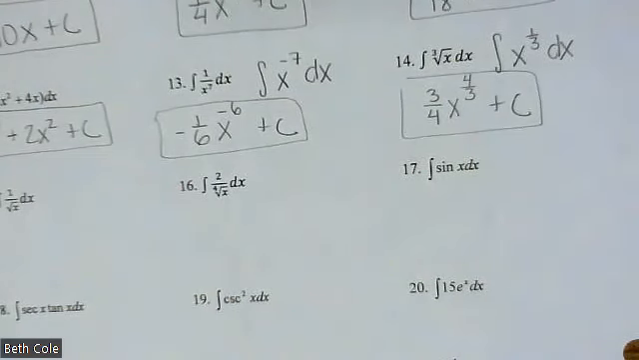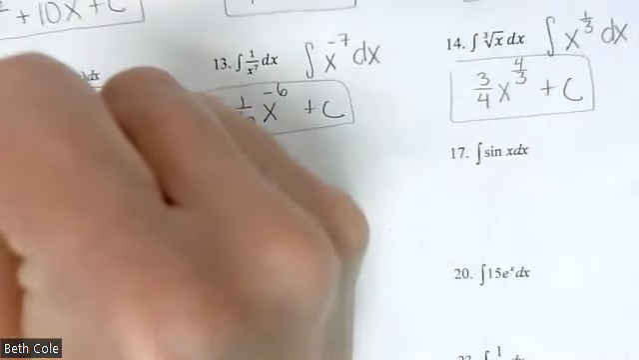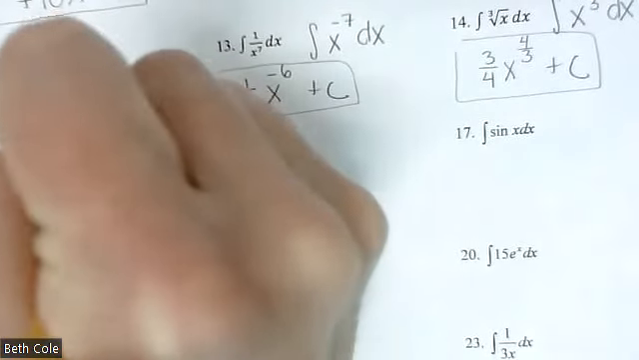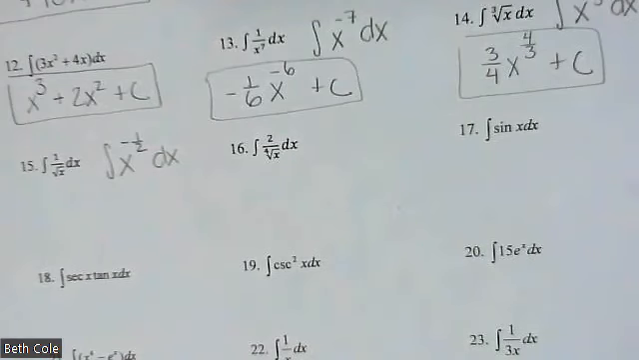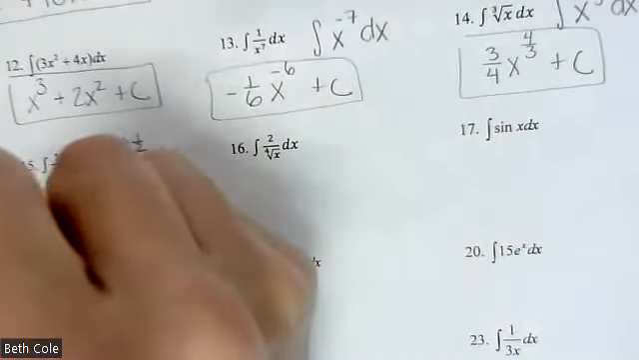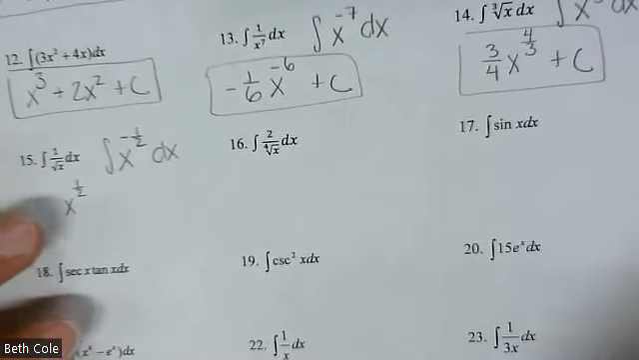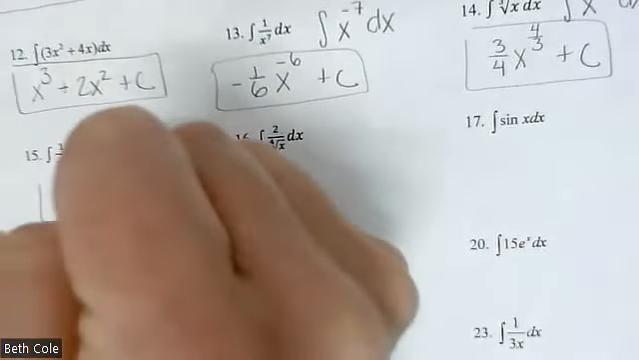Thank you. This one is going to be negative and a fraction. How would you rewrite that one? -1/2. Good. So you're going to add 1 to the power. -1/2 plus 1. Good. That would be +1/2. So what would you have to put out front? 2. Perfect. Plus C.